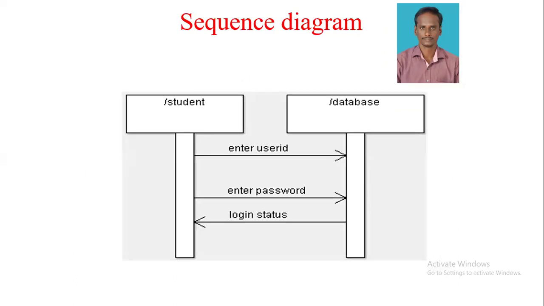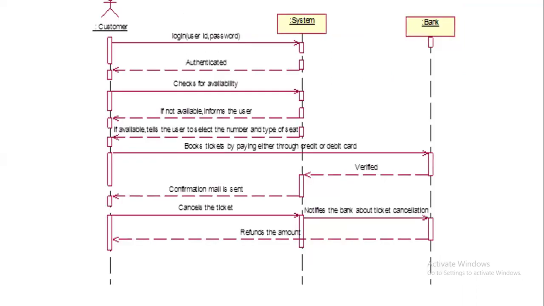So the first one is the sequence diagram. The student interacts with the database. Initially, he has to enter the user ID, then the password. Then the database verifies whether the entered user ID and password are valid or not. That status is returned to the student. Here they have given another example.